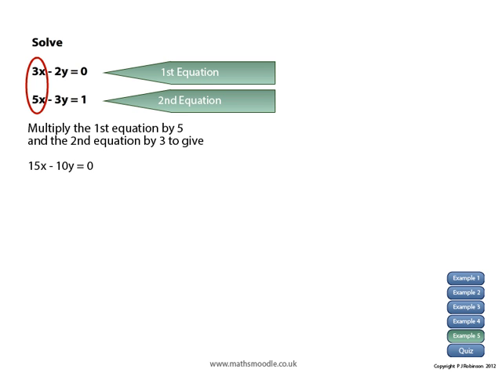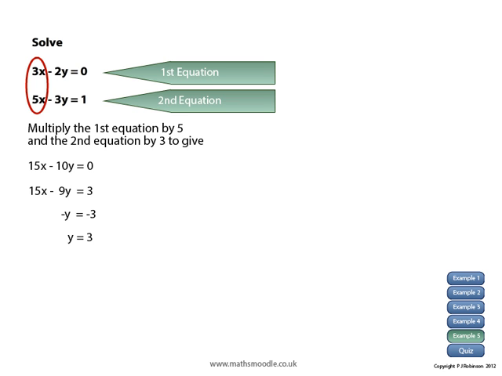15x minus 10y equals 0, and 15x minus 9y equals 3. As we now have two equations with 15x as the x coefficient, we can subtract. Here we need to be careful with the negatives. Negative 10y minus negative 9y is the same as saying negative 10y plus 9y, giving us negative y. 0 minus 3 gives us negative 3. So negative y equals negative 3, or y equals 3.